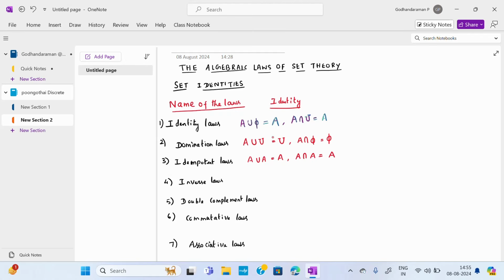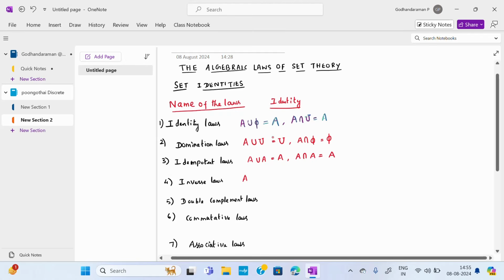Inverse, everyone will know. A union A bar is the inverse, so it is nothing but the universal set. I am writing the universal set with a capital letter. Same way, A intersection A bar is nothing but the empty set. So that is your inverse. Double complement has only one: A double bar equals A. It is the double complement law.